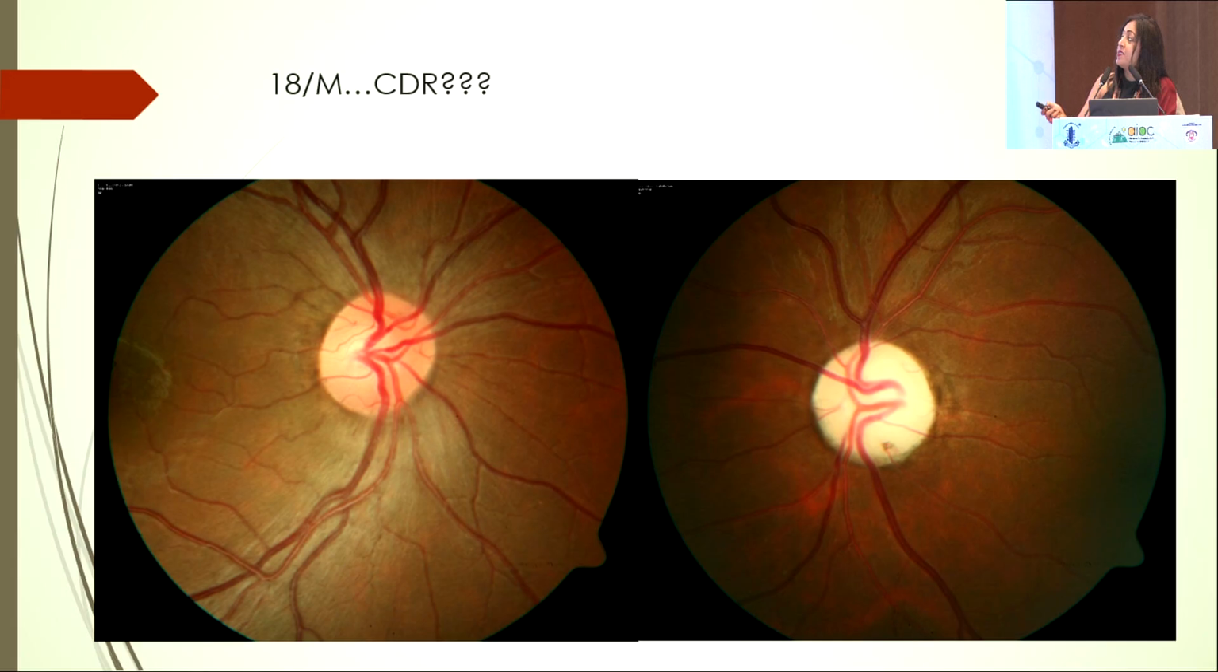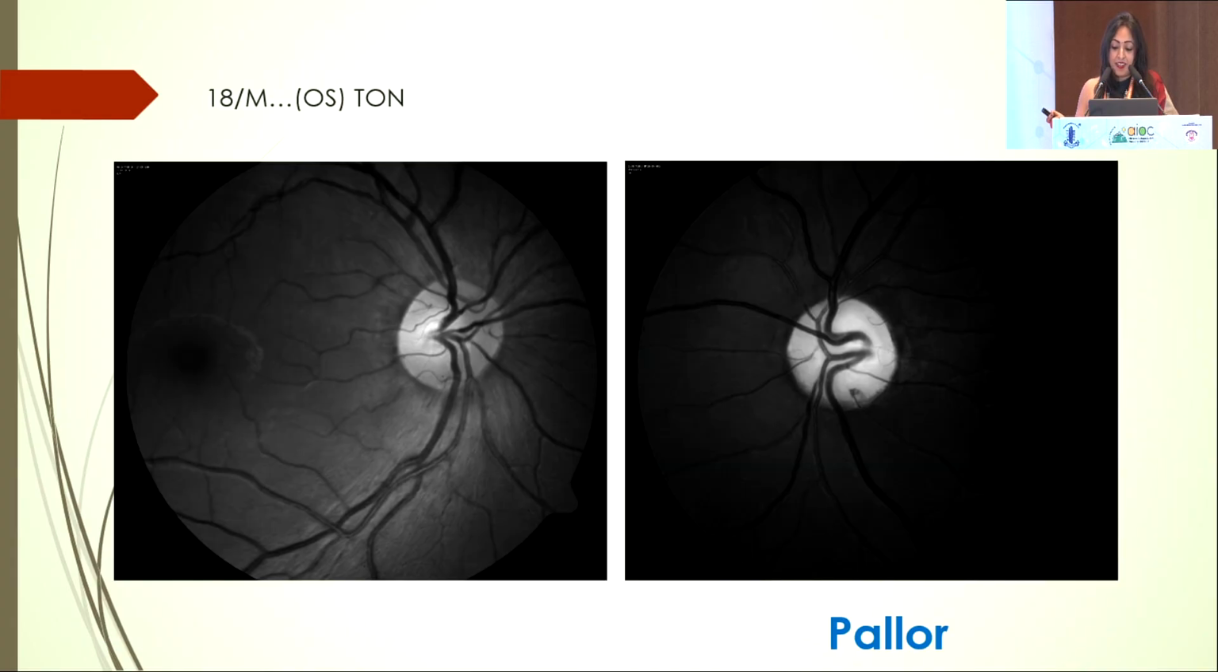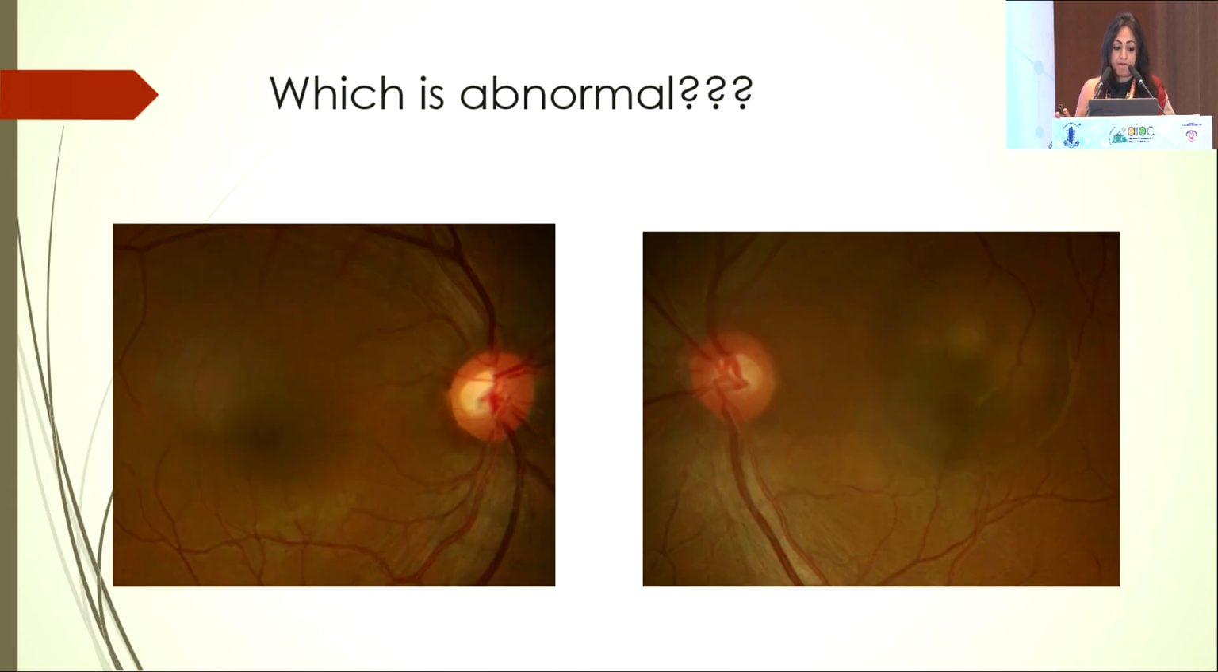So this again is an 18-year-old male. If I ask you what is the CD ratio, you might say right eye is okay, 0.1 to 0.2. This looks cupped. So, but is it really cupped? It's not cupped. It was a case actually of traumatic optic neuropathy. This is actually a pallor, disc pallor, no cupping.